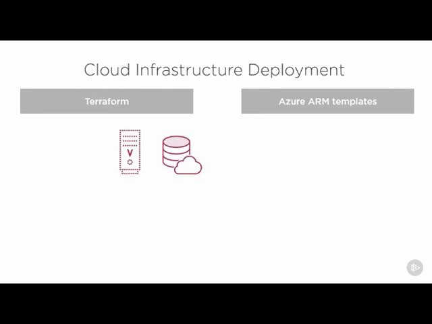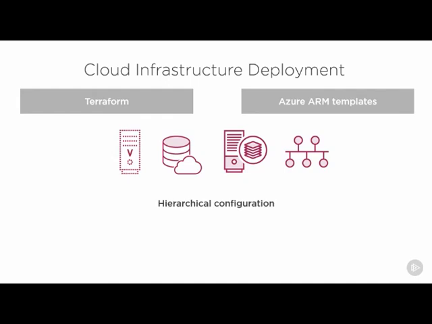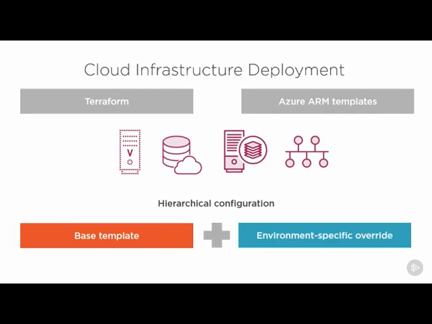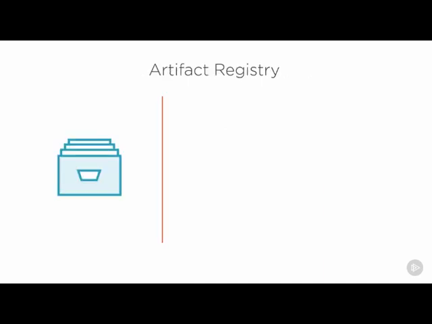And that might include virtual machines, databases, or blob storage accounts and virtual networks. And these too allow you to define a hierarchical set of scripts with base templates that are overridden with environment-specific configuration. To allow the deployment scripts to easily deploy any version of our microservices, we need the build artifacts to be stored in some kind of registry. That way we can easily deploy the latest version of our microservice or roll back to a specific previous version.